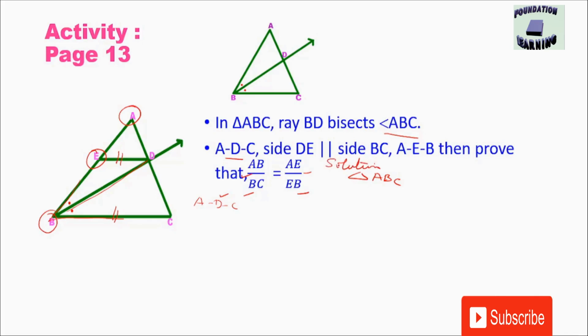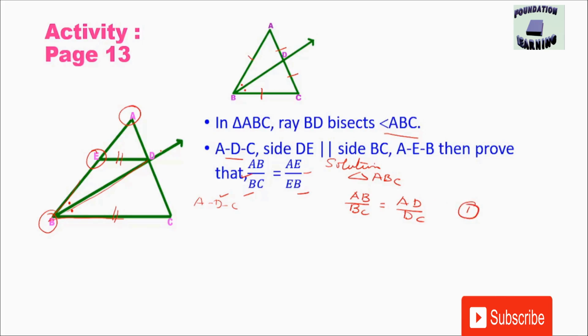So when you have the bisector, what happens to the sides? According to the angle bisector theorem, the bisector divides the side into the same proportion as the remaining sides. So which sides are in proportion? That is AB is to BC is equal to AD is to DC. Okay, we have got this first equation.